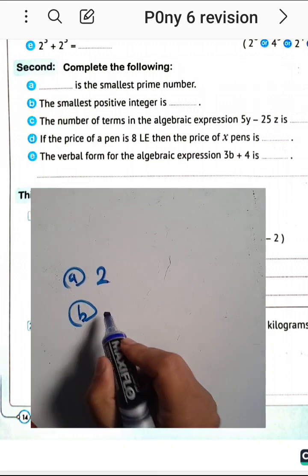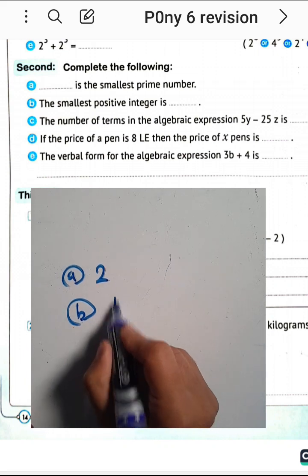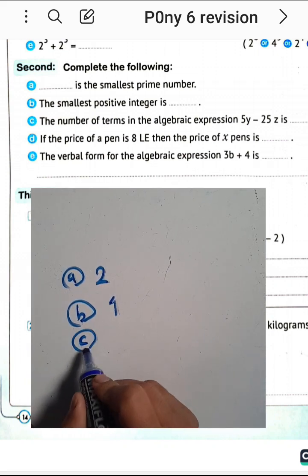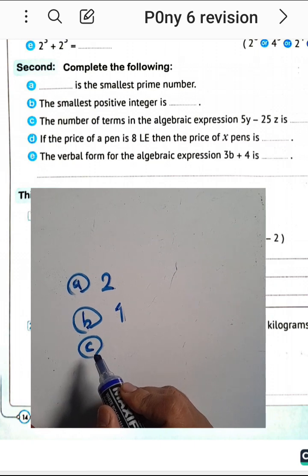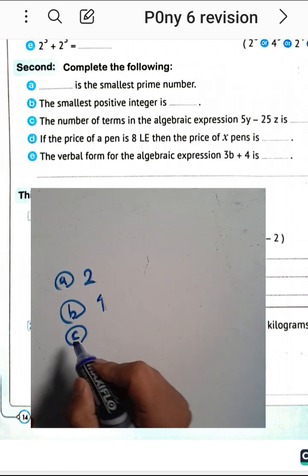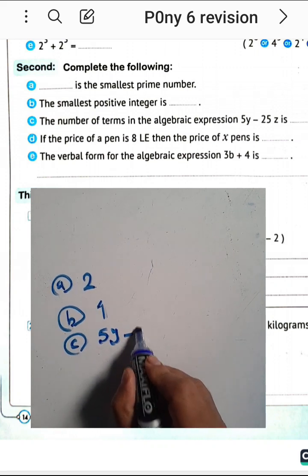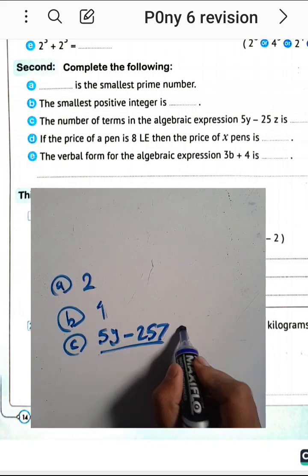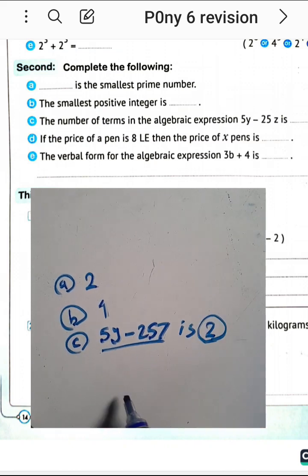Letter B, the smallest positive integer will be 1. And the greatest negative integer is negative 1. Letter C, the number of terms in this expression 5y subtract 25z is what? How many terms here? 1, 2. We have 2 terms. Write 2.